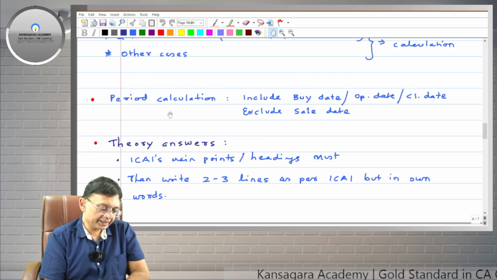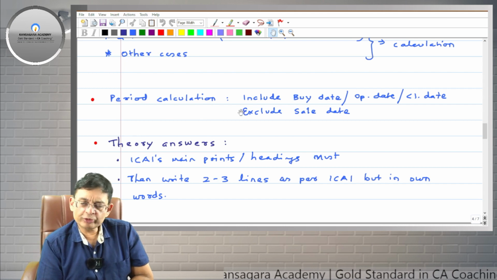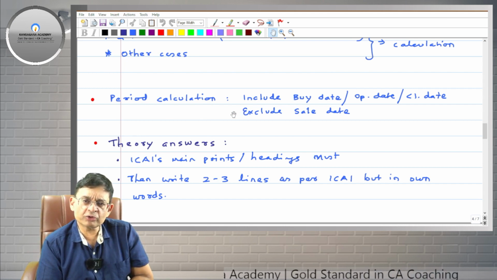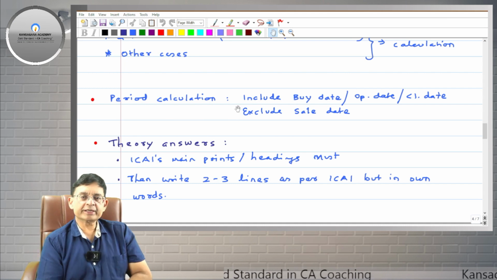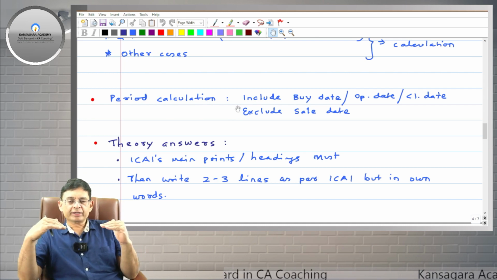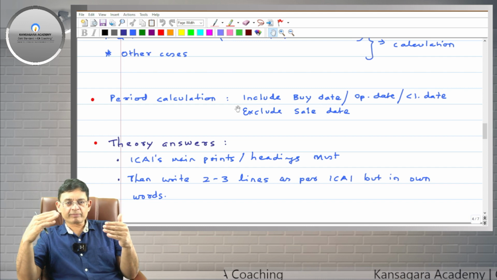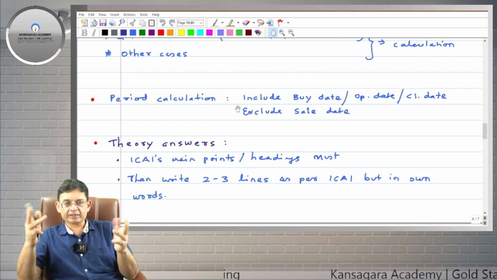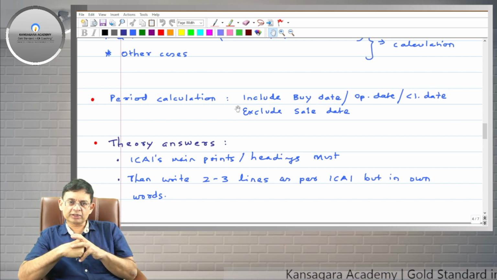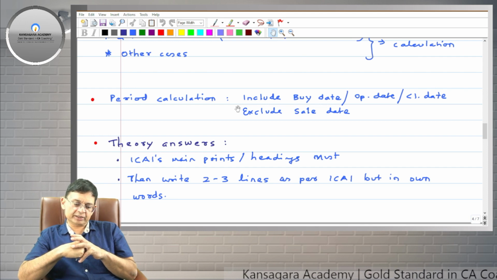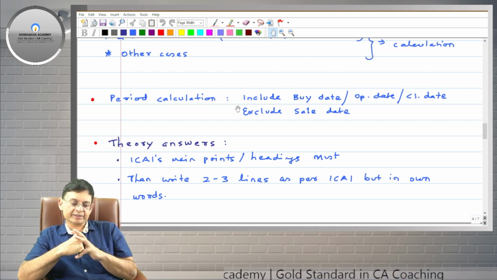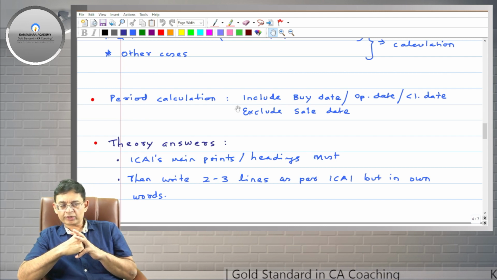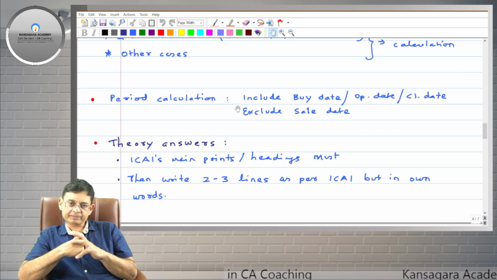Okay. Then in calculating period, you have to follow the same rule which you have been following since your CA foundation. You know the general rule: if you take a loan and then repay, or buy an asset and sell it, and you have to calculate the period, then we generally include the buy date and exclude the sell date, or include the date of borrowing and exclude the date of repayment.